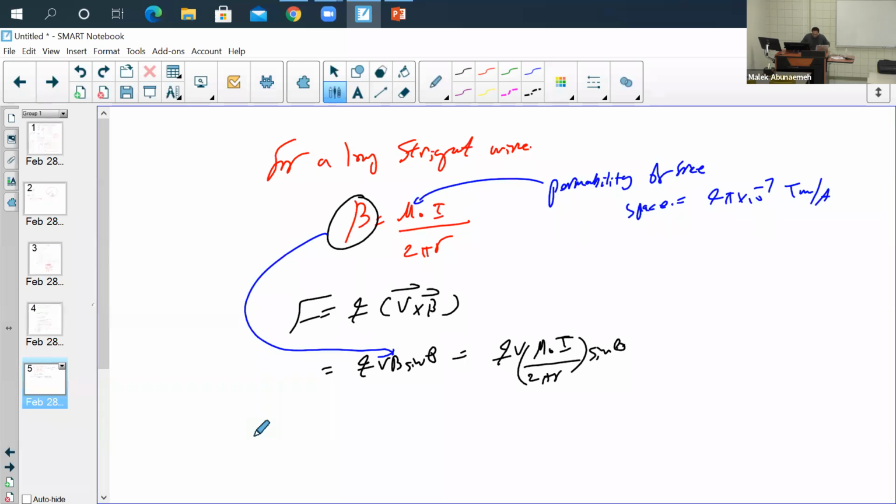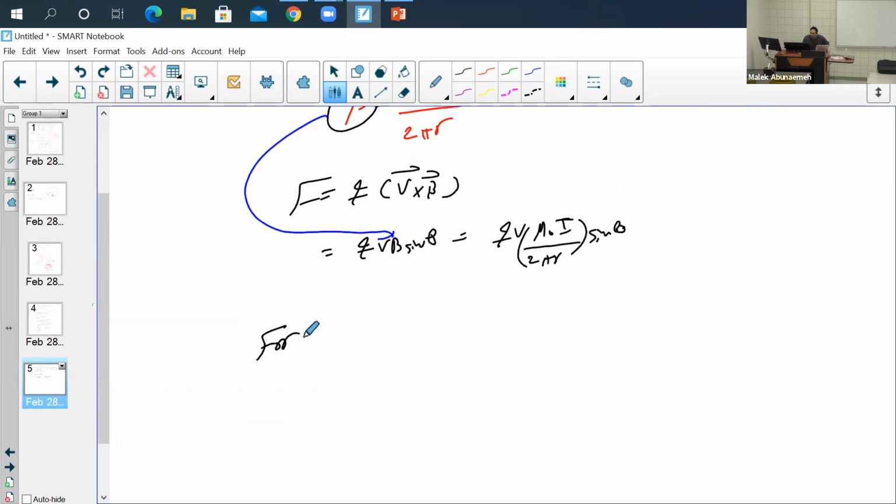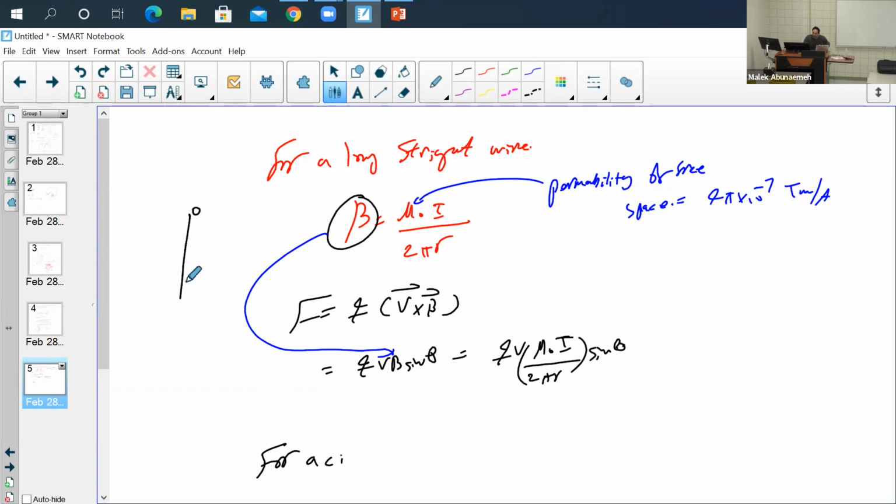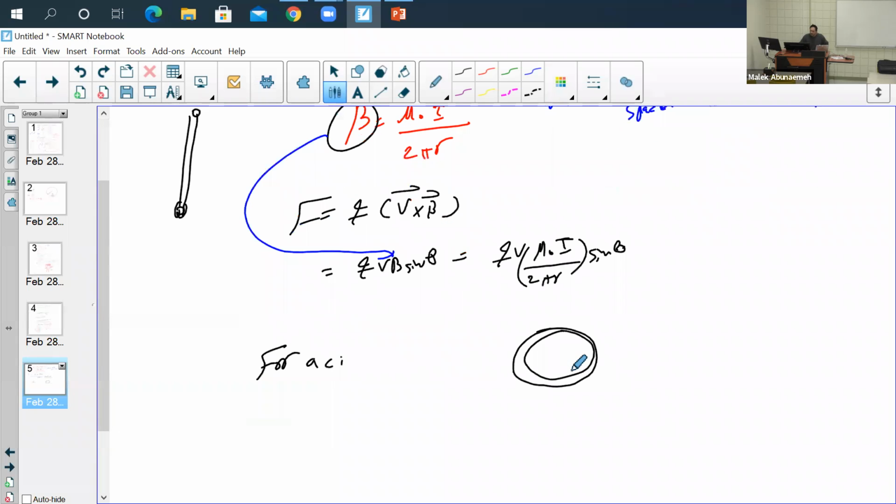Now for a circular loop, this is what you get for a long wire. So this is like if you have a wire in it. Now let's say you get a circular loop going in. So for a circular loop, your magnetic field is going to equal mu naught I over 2 multiplied by r, the radius.